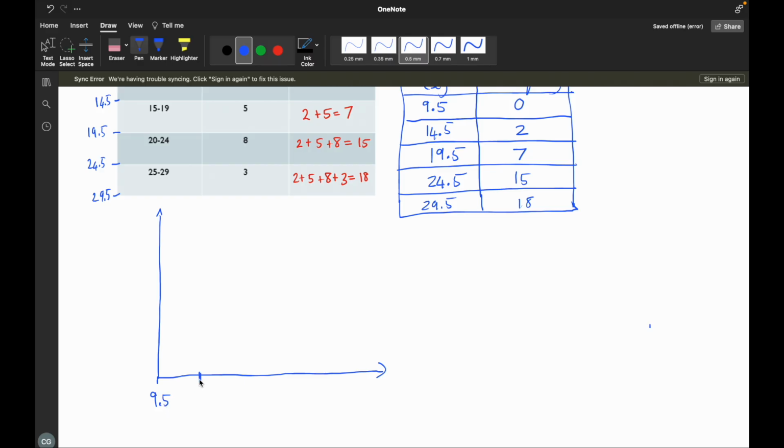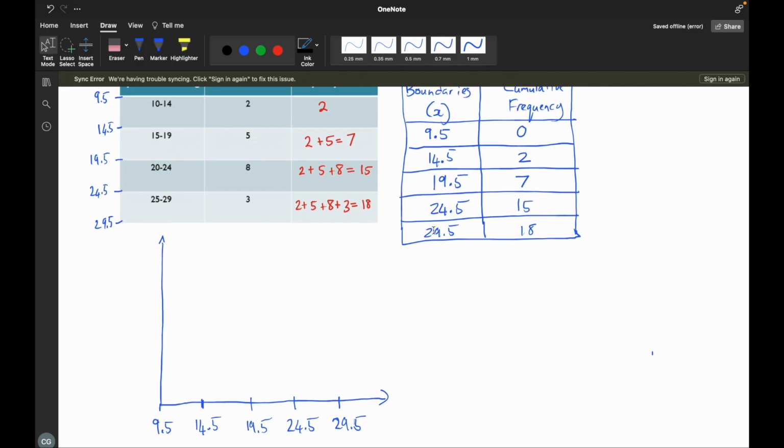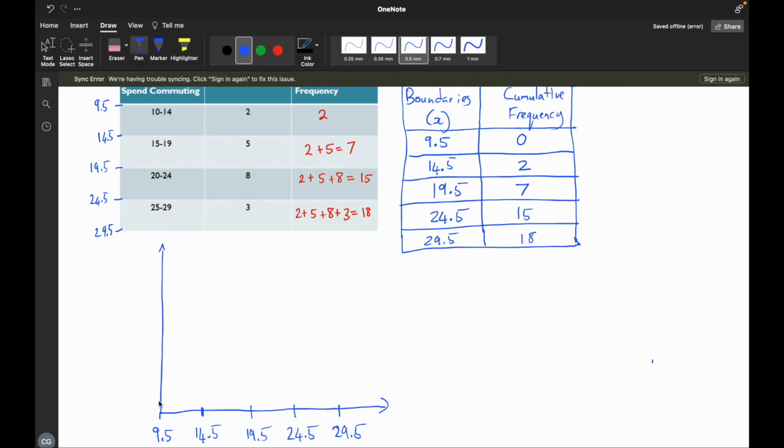Then here is going to be what? 14.5. And here is going to be 19.5. Here is going to be 24.5. Then we have 29.5. Now, what is the highest number when we look at our cumulative frequency? 18. So we have to ensure that this goes up to 18. So we have here 0. And I'm going to go in twos just because it's going to be easier for me to get to 18. 14, 16, 18, and then 20.